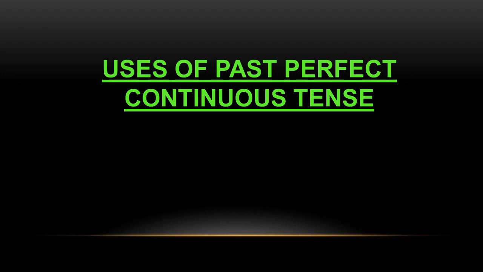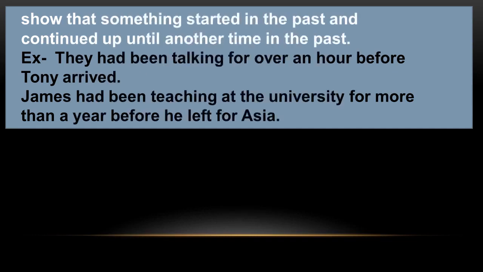Now let's see uses of past perfect continuous tense. The first use of this tense is to show that something started in the past and continued up until another time in the past. For example, they had been talking for over an hour before Tony arrived. Another example, James had been teaching at the university for more than a year before he left for Asia. That means to represent an action that had been going on for some time before another action took place.